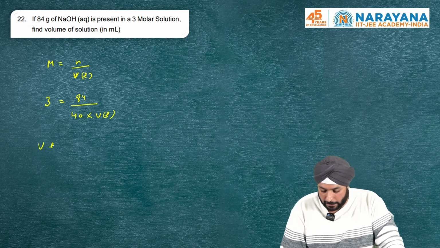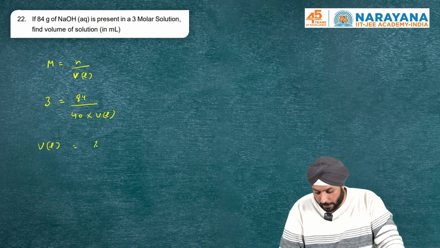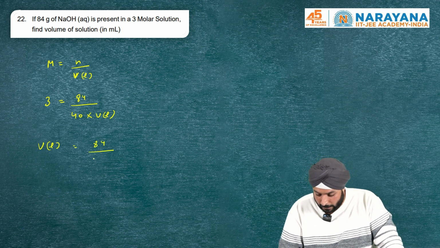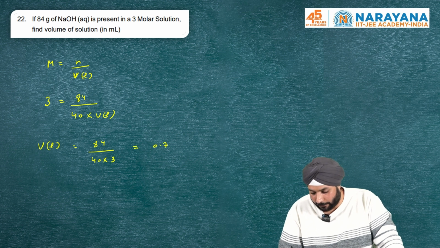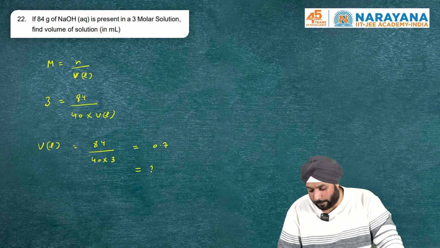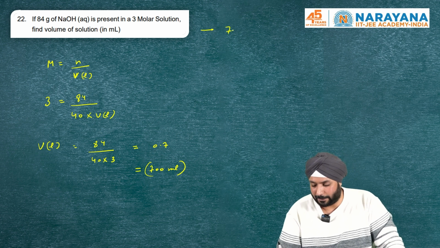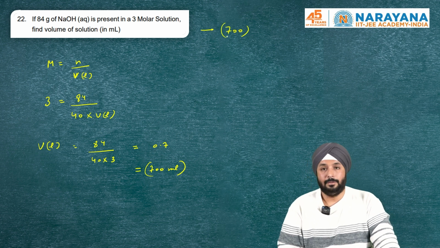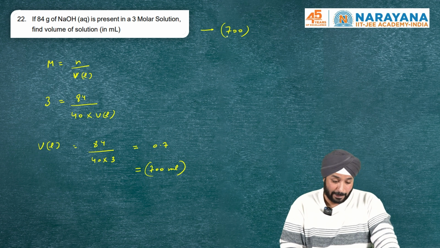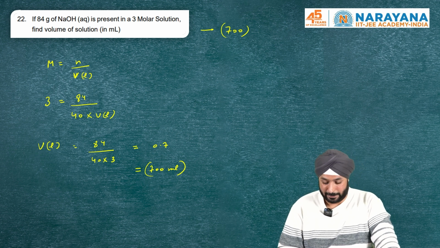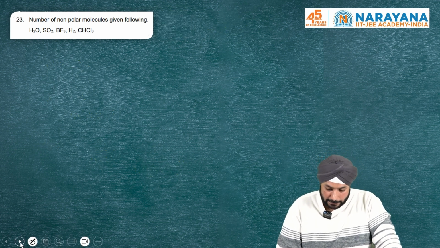So, V in liter comes out to be 84 by 40 into 3. That comes out to be 0.7. That is the answer will be 700 ml. Very simple question, right? So the numerical value is 700 ml. Hope you have done it nicely. Everyone will get the answer easily, right? Now for the next question.